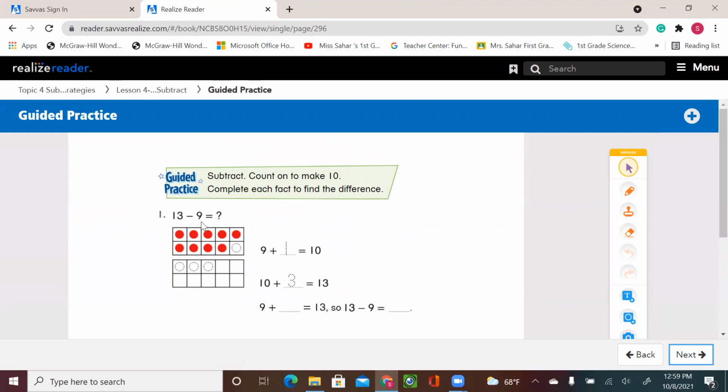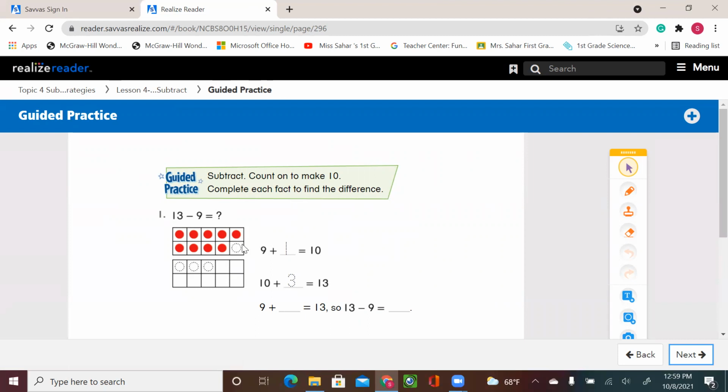13 take away 9. So what are we doing? How many do I need to make 10? I have 9, right? I'm taking away 9. Because I'm counting on, after 9, how many numbers will I add to make 10? Only 1. So I'm going to put 1 counter. So that's 9 plus 1 gives me 10 because I'm making 10 frames.